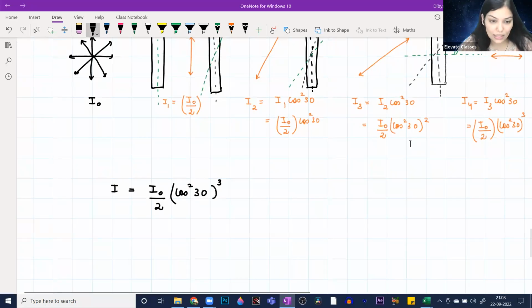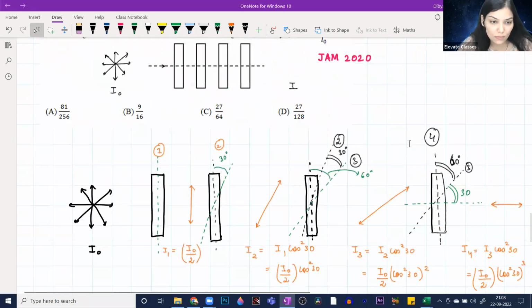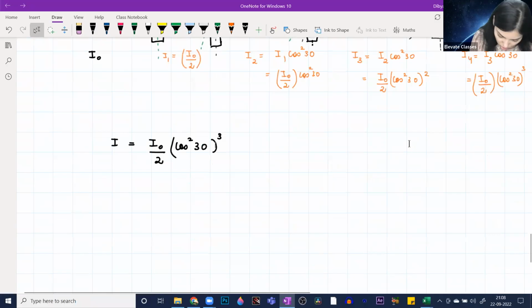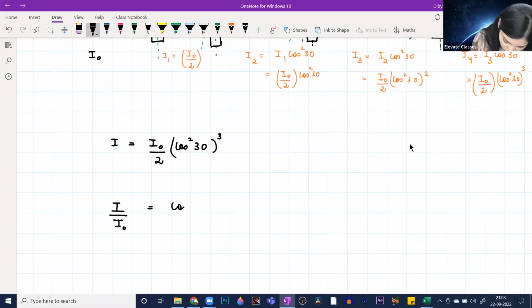So we have to find out what ratio of I by I0 निकालना है, I by I0. So I by I naught is simply equal to this. Cos square 30 whole cube by 2. So I have a half.